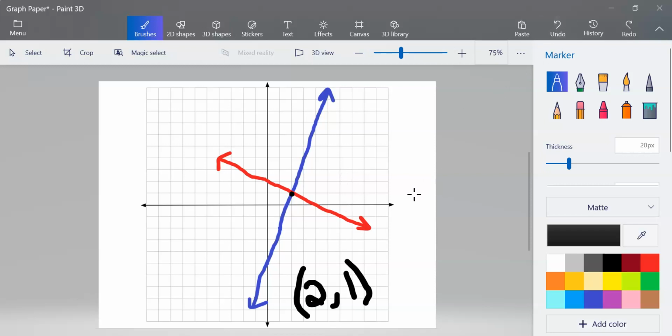So in the next two videos, we're going to look at two other methods for finding the point of intersection of two lines. Those are called addition and substitution, or elimination and substitution.